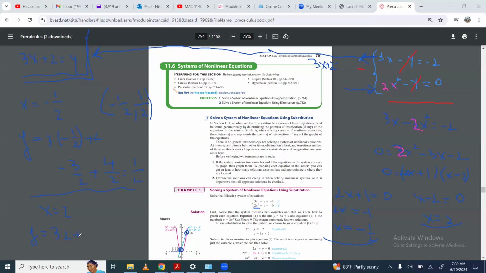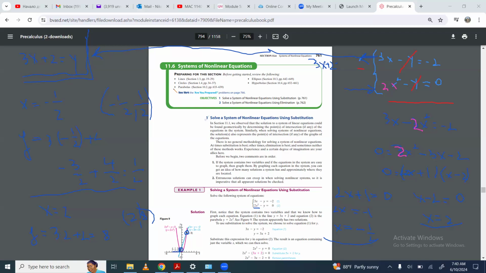And this will be 6 and 2, which is 8. So the other point of this will be with coordinates 2 for x and 8 for y. And that's it. I found my solution for the system, 2 points.